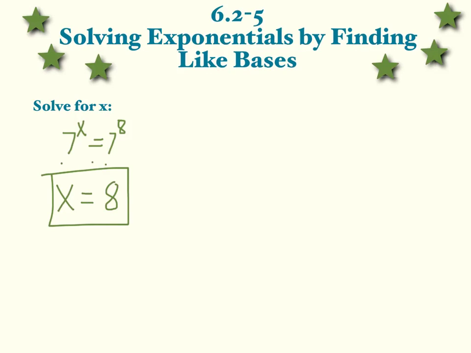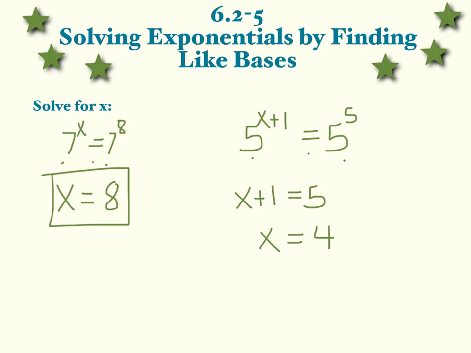So let's try another one. Here we have 5 to the x plus 1 power equals 5 to the 5th power. So it's supposed to be equal, and the bases are already equal, so we say x plus 1 equals 5. And then we just do baby algebra and solve for x. X equals 4.